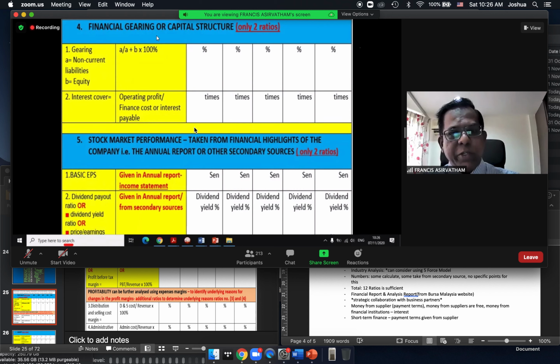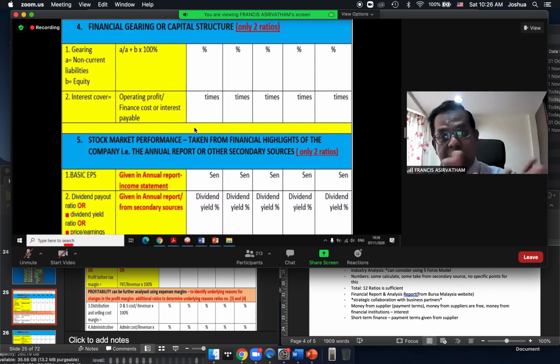The gearing ratio, on the other hand, will tell you the level of borrowing, the extent of borrowing the company is using. It depends on the culture, it depends on the industry. In the past, Top Glove had no borrowing at all. Why no borrowing? It's the Chinese culture. They don't like to borrow. Today, Top Glove has explored many areas, including foreign currency loans.